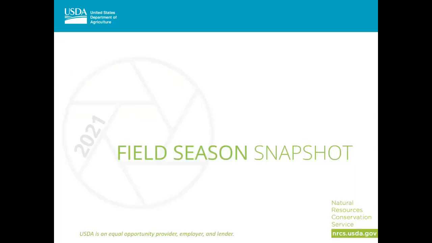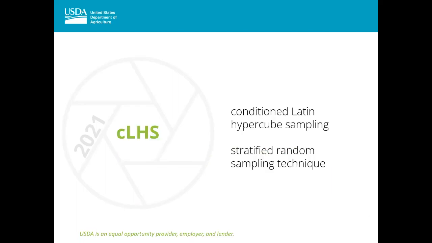So now I'll talk a little bit about the 2021 season. And so again, this served as a recon year for us. We were interested in what sampling sites would look like with CLHS. CLHS stands for Conditioned Latin Hypercube Sampling. It's a stratified random sampling technique. And this is where the digital soil mapping comes in, along with Claire and GTech.